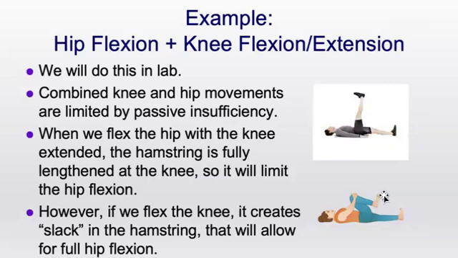Okay. In this scenario number 2, where you have the knee flexed, what you're doing is you're generating some slack in that hamstring from a passive perspective. So you're going to be able to generate more flexibility at the hip for that reason.